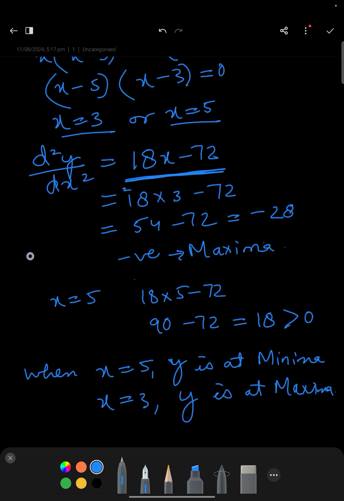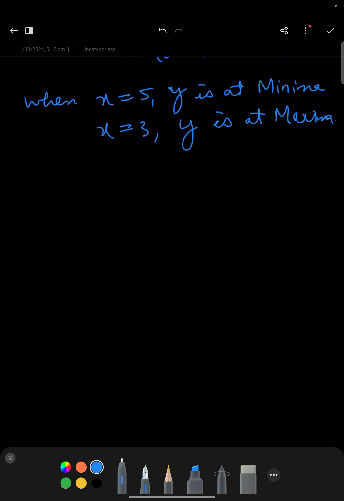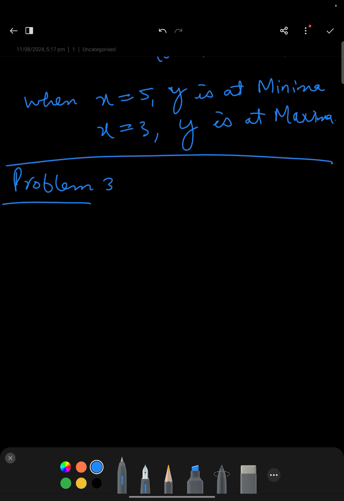Now we will see example 3. So the problem third is y equal to x cube minus 3x square plus 5. We will do first differentiation.